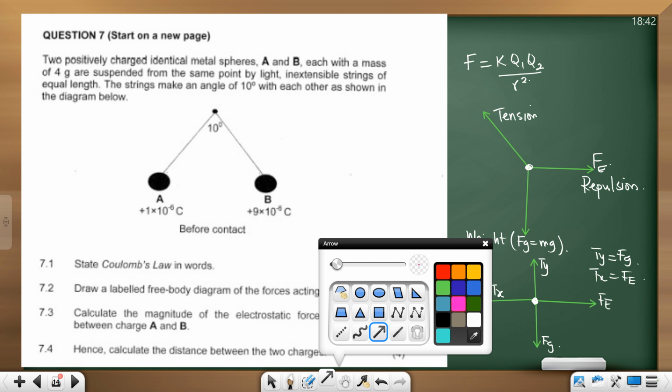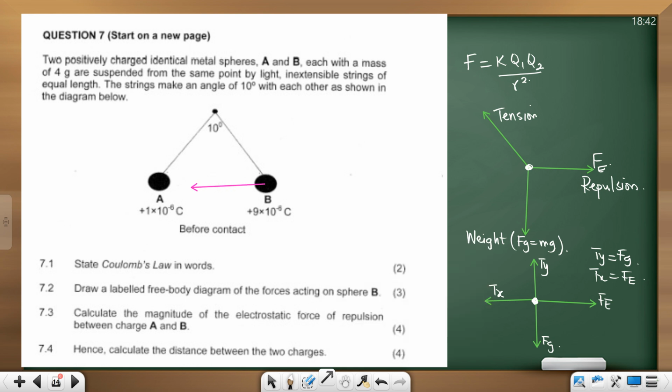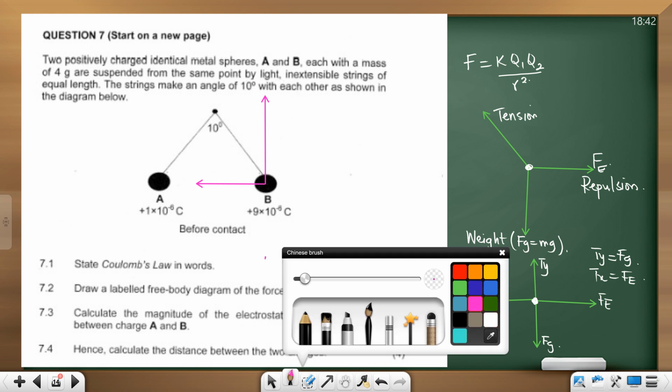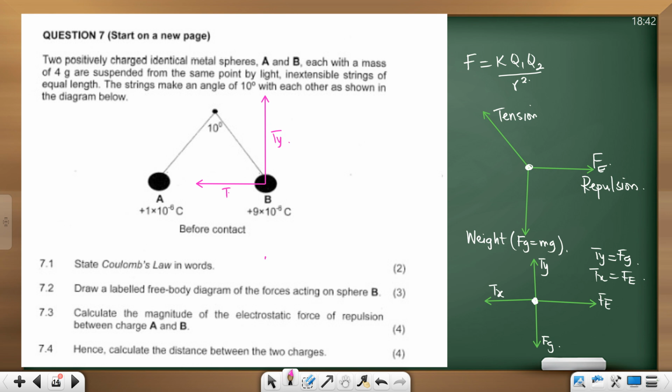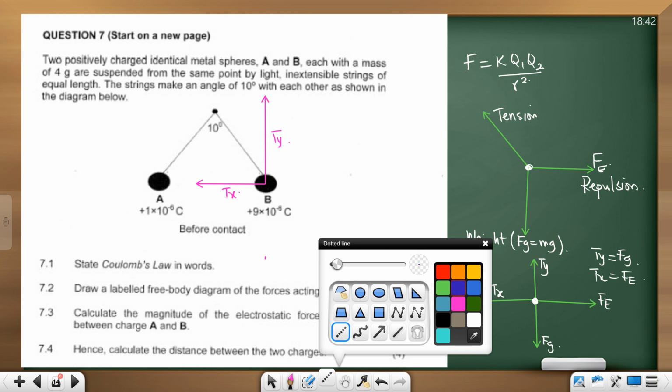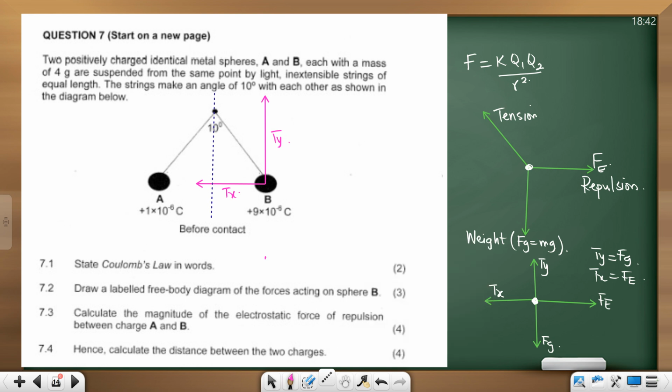That's the question. Can we resolve? All right, Tx, and this is Ty. Let me help you here. This is what we will do, because we must get that angle between them. So the strings make an angle of 10 degrees with each other, which means because they are of equal length, exactly halfway would therefore be 5 degrees.